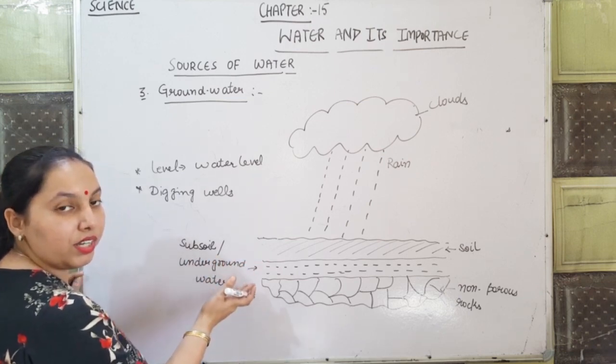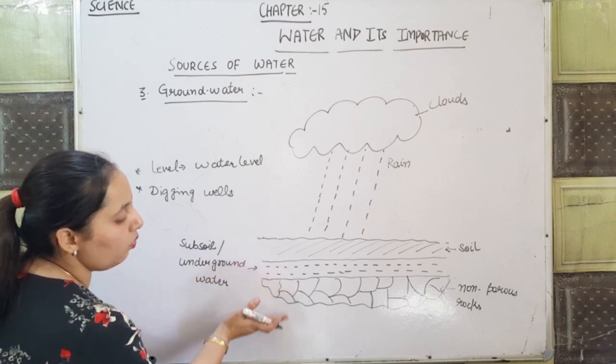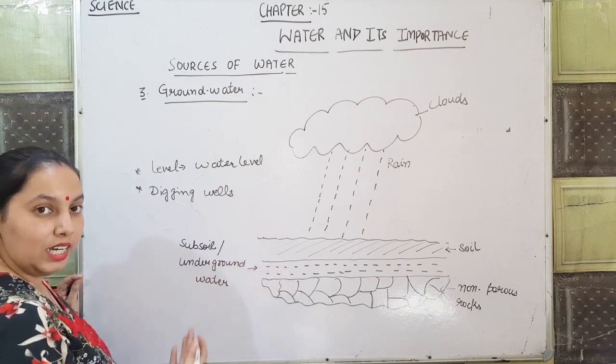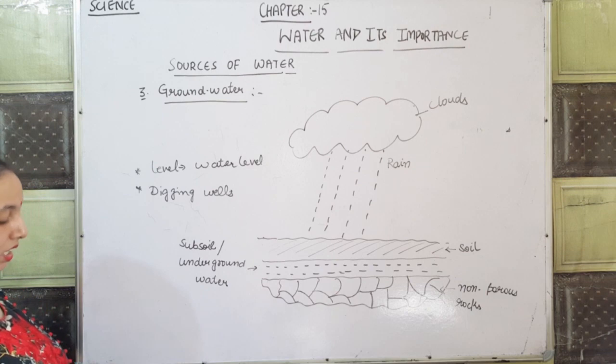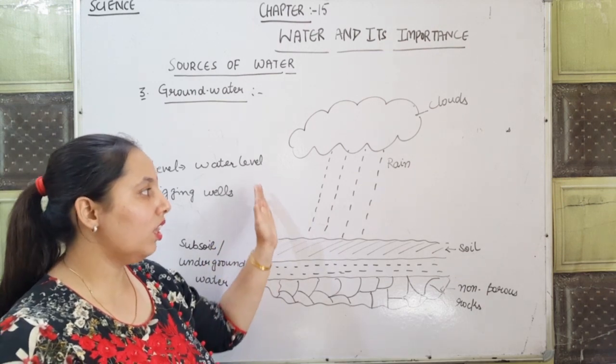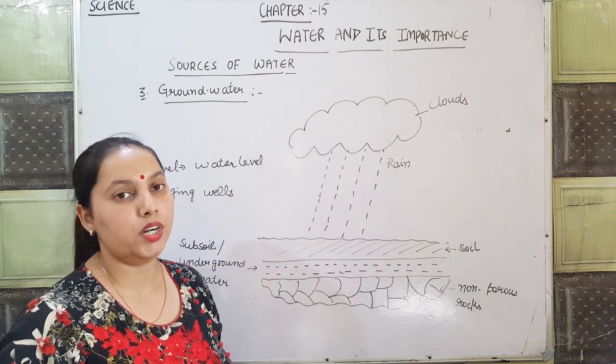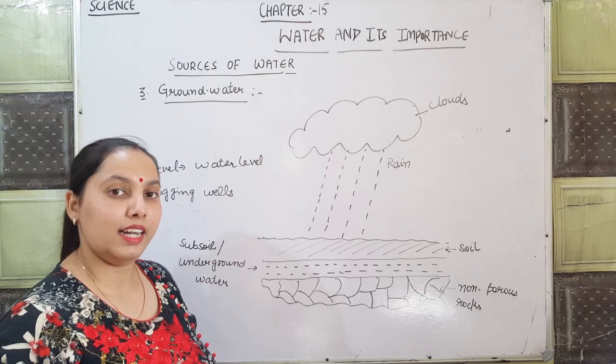Nowadays, the level of groundwater is decreasing. It means it is going down. So there is a need to conserve the water. There is a need to conserve the rainwater. How we will conserve the rainwater and how we can harvest the rainwater, we will study in detail in this chapter.